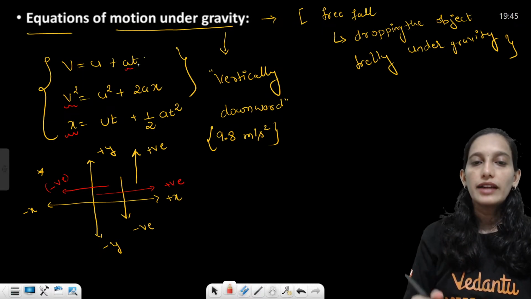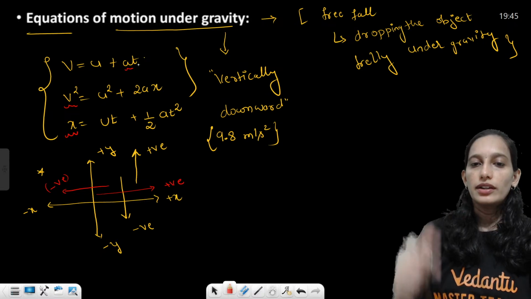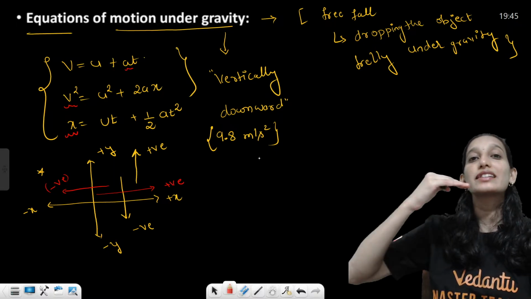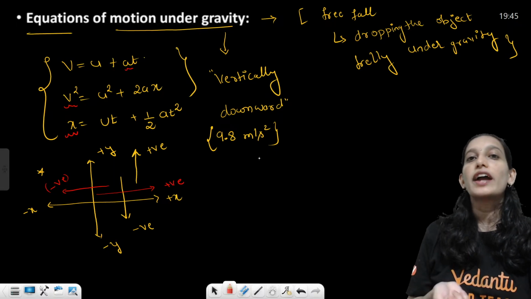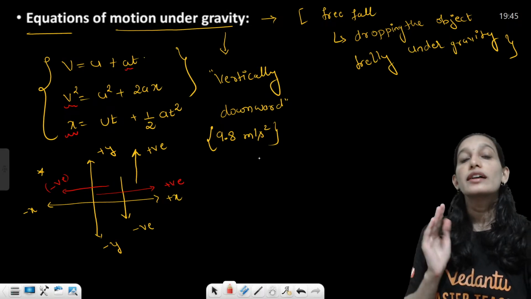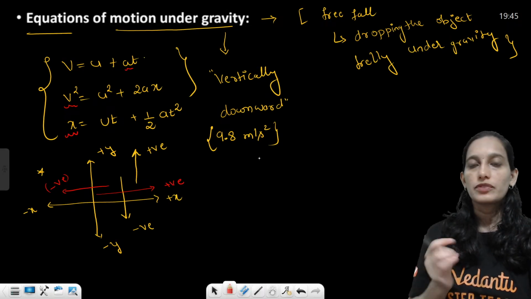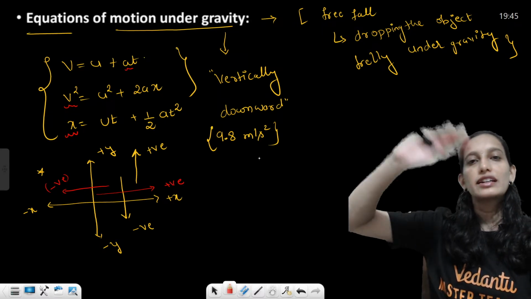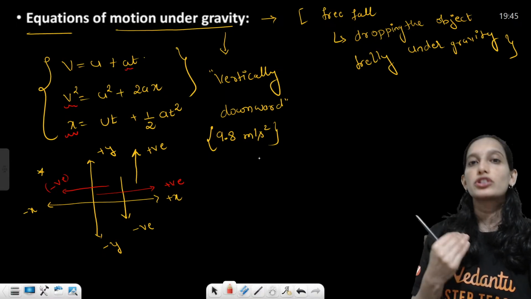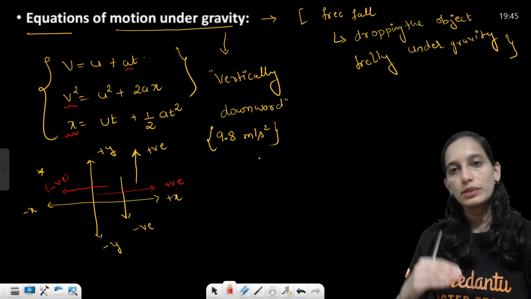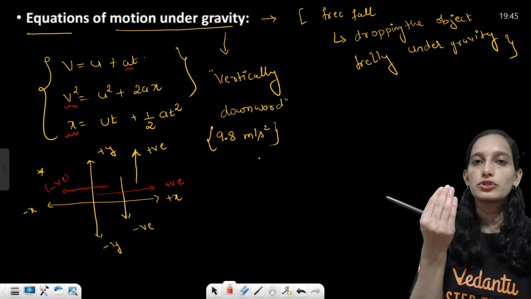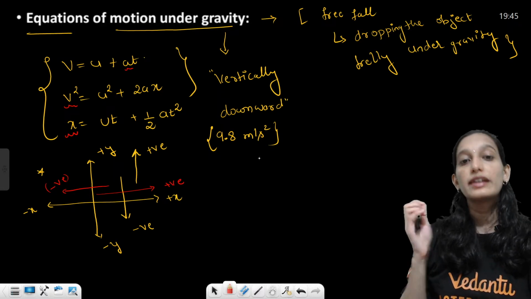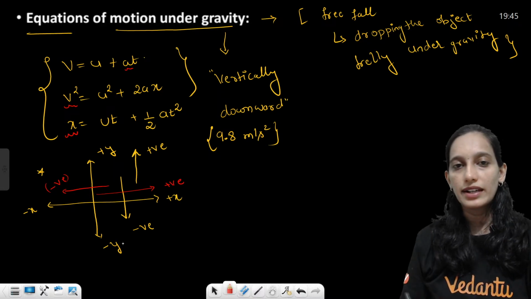And displacement: if the final position is below the initial position, in that case I take displacement as negative. If the final position is above the initial position, that displacement I take as positive. For example, I throw a ball up, so the displacement of the ball till the maximum height I take as positive displacement. Initial position below than your final position is positive displacement. Final position below the initial position is negative displacement. So I follow that sign convention.